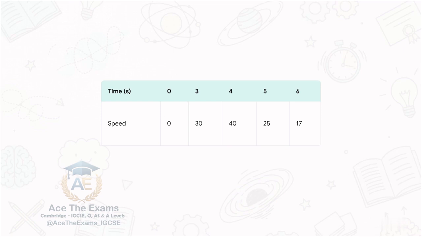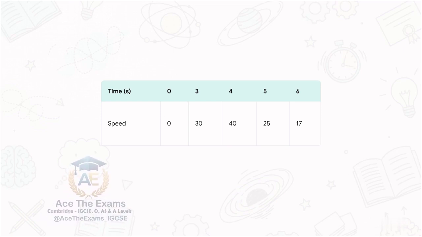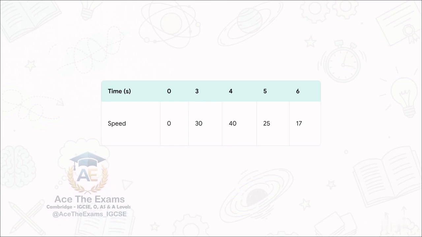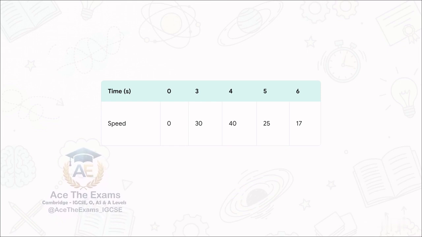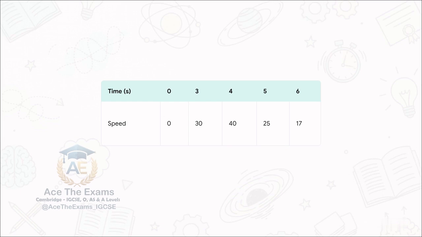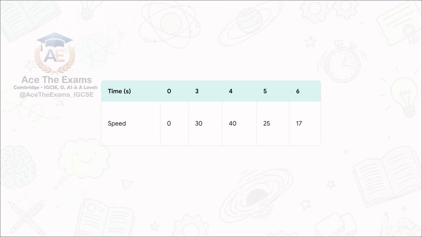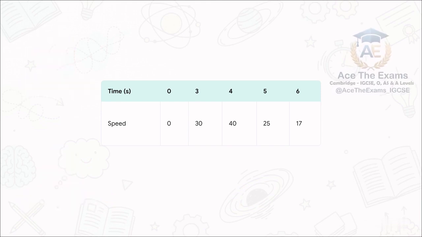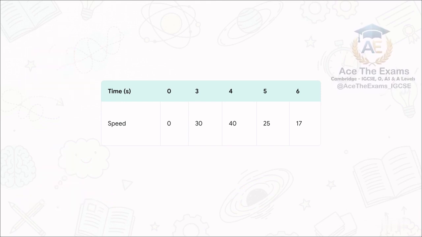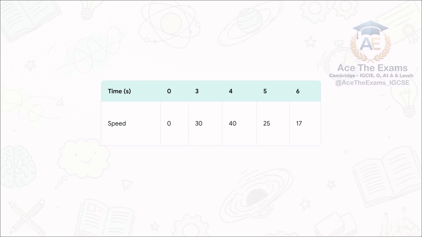At 0 seconds, her speed is 0. By second 4, she hits 40 meters per second. But then look at second 5. Her speed suddenly drops to 25, then 17, then 12, until it steadies out at 10 meters per second by second 8. Your challenge, spot exactly when the parachute opens. Boom, time's up. It's clearly between second 4 and second 5, marked by that massive, sudden deceleration. This is how you actively read data.